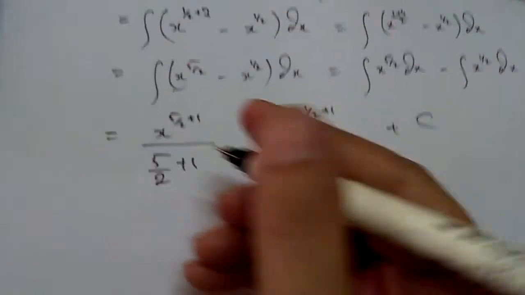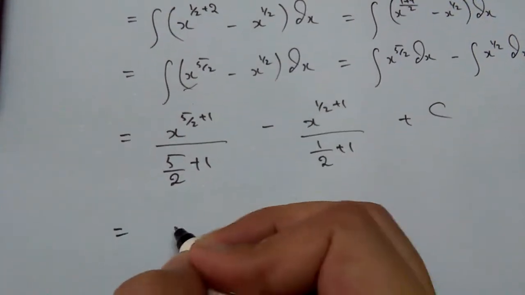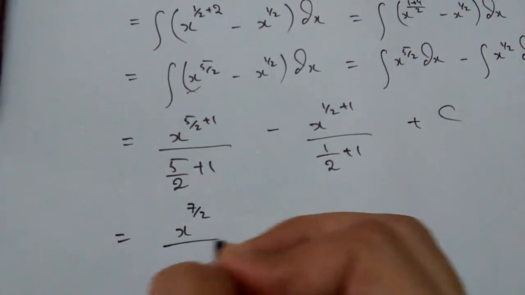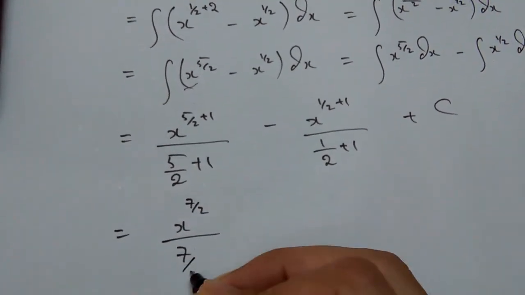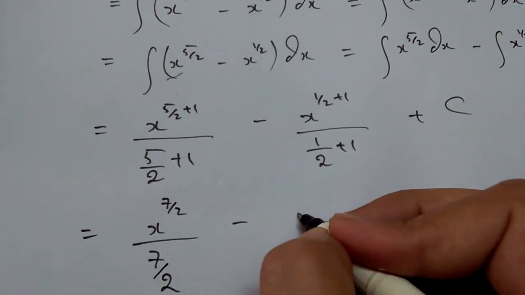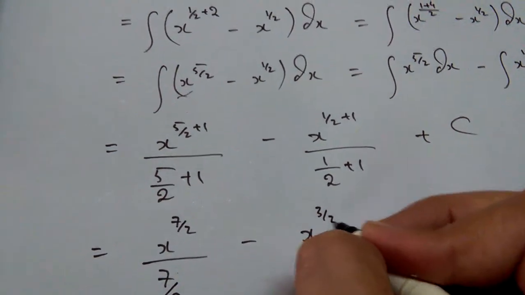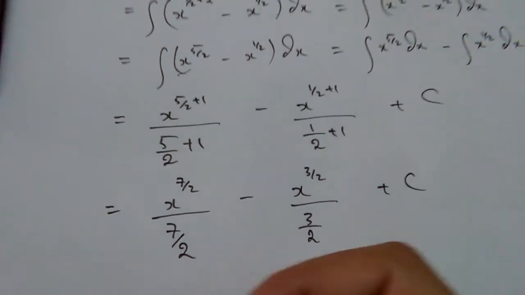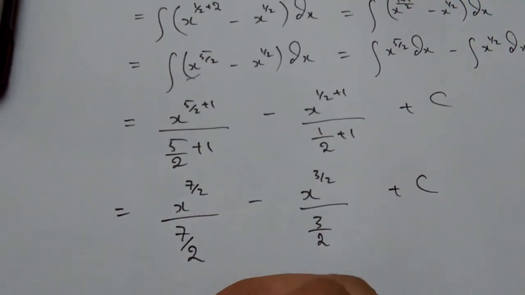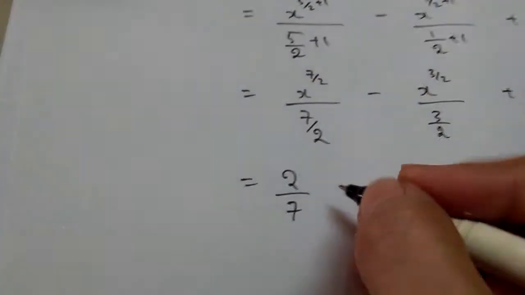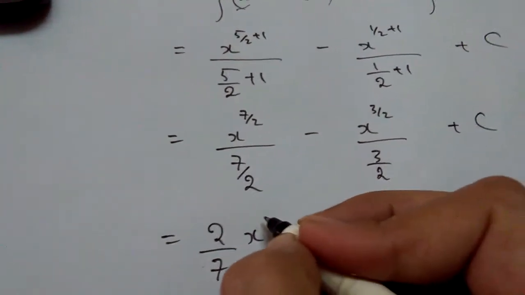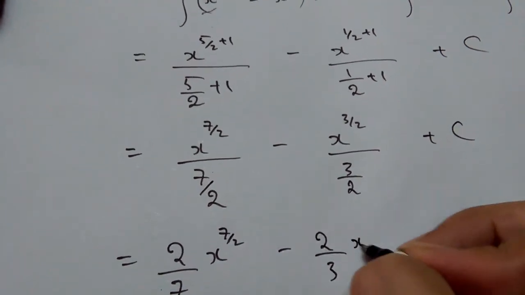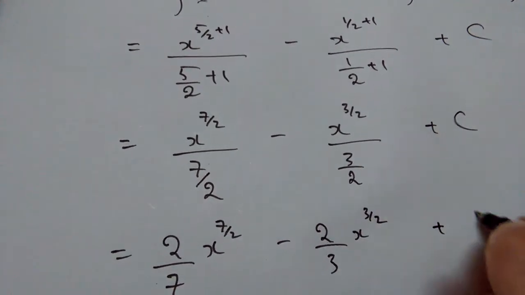Okay, so now I'm solving. I'm taking out the LCM. It gives you 7 by 2. I don't think that I have to do that thing. You're good enough to handle. Okay, so just 3 by 2 plus some constant. So on inverting, you get this 2 upon 7 x power 7 by 2 minus 2 by 3 x power 3 by 2 plus some constant.